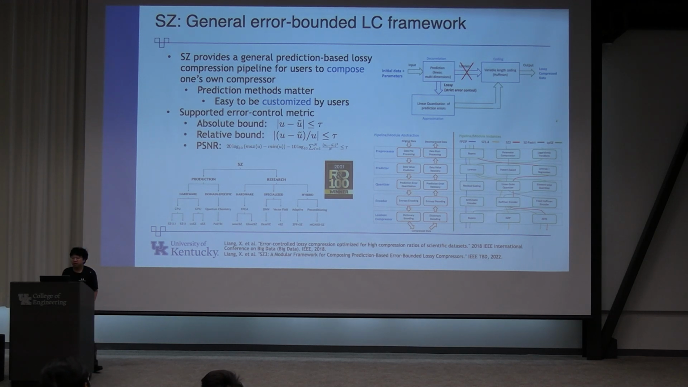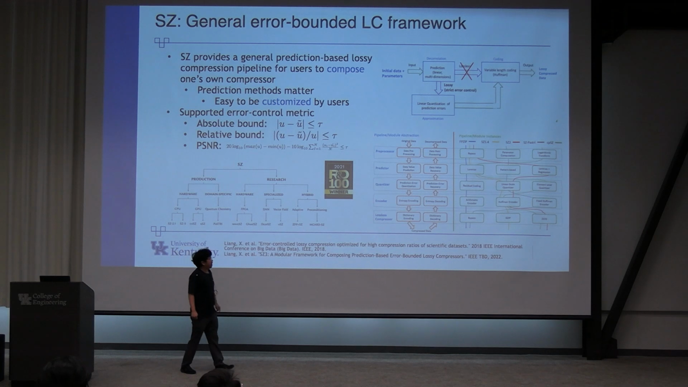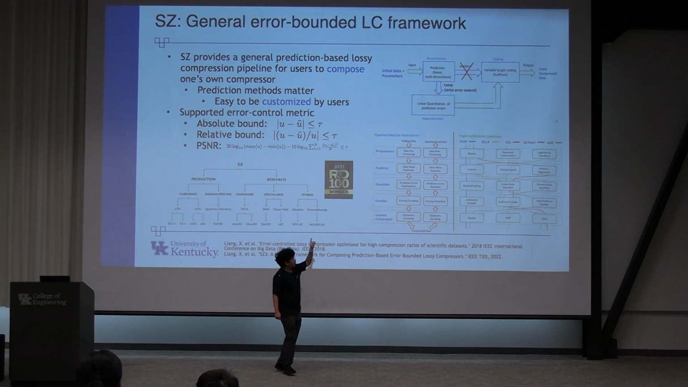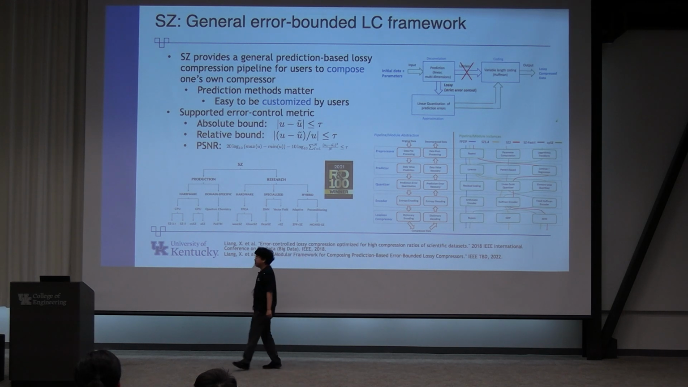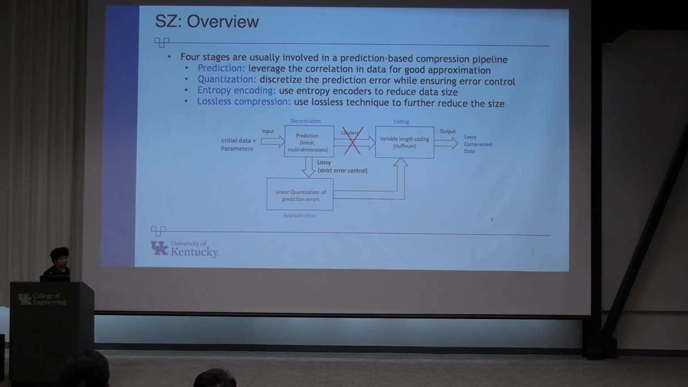Most of our work is based on the SZ lossy compressor, which is a general error-bounded lossy compression framework. Basically, it provides a prediction-based compression pipeline for users to compose different compression algorithms. There are different variations of SZ, but we will focus on the traditional one, which is the prediction-based pipeline. For this kind of compressor, there are four key steps. The first one is called prediction. You leverage the correlations in the data to make a good approximation. Only if you have a very good approximation of the data can you achieve a very high compression ratio.